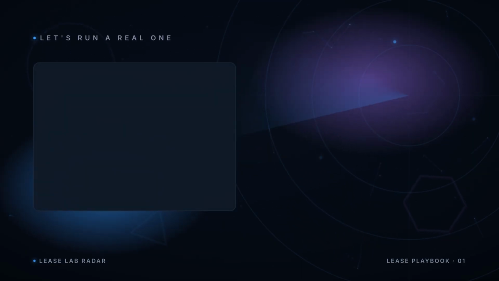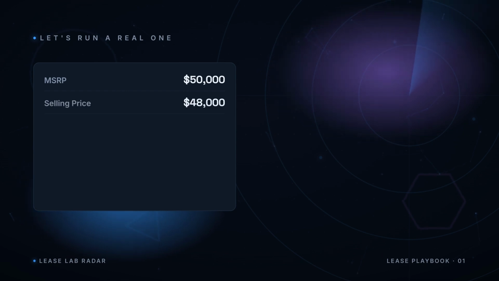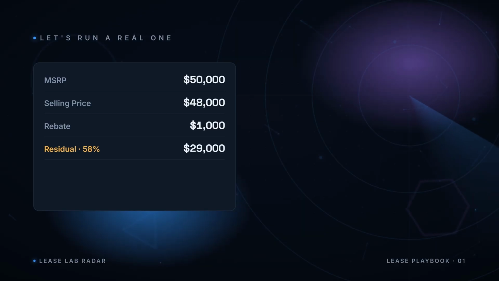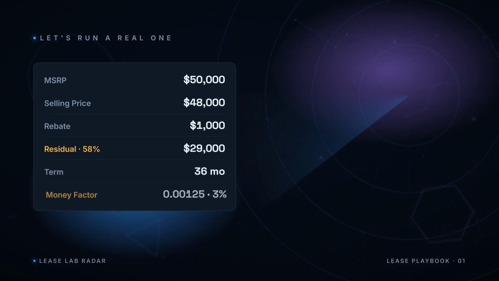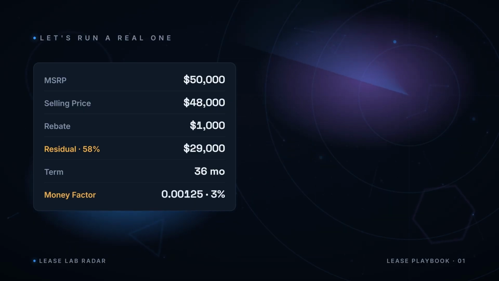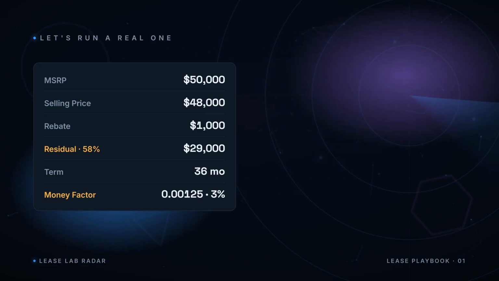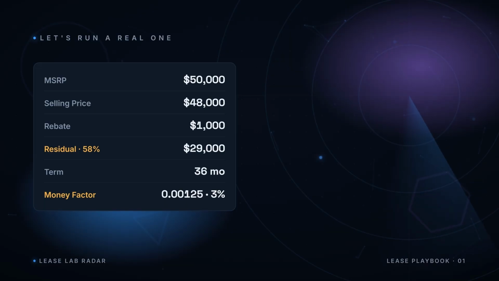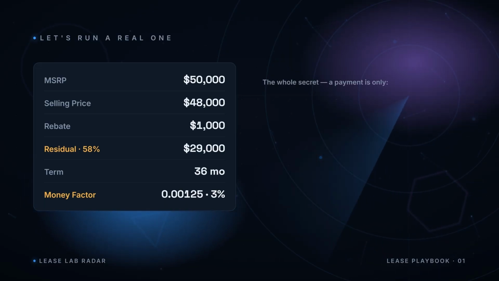Here's our car. Sticker, $50,000. You negotiate it to $48,000. There's a $1,000 rebate. Residual is 58%, so this car is worth $29,000 when you hand it back. 36 months, money factor 0.00125, which we now know is 3%. 6 numbers, all on the table. Now the secret the whole thing hides behind.